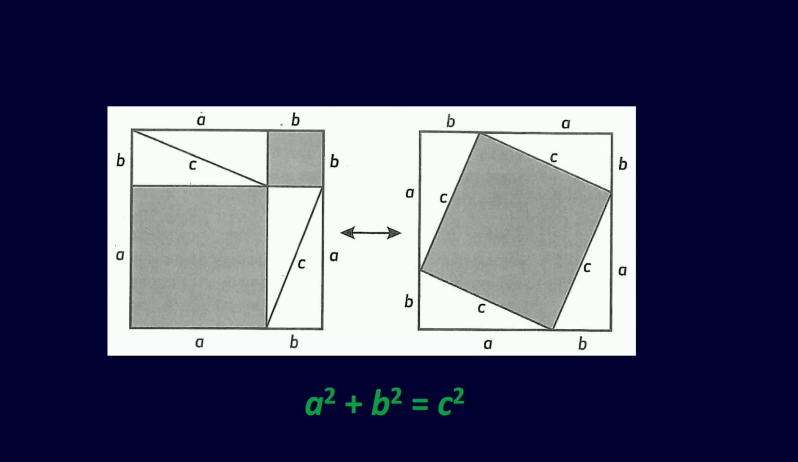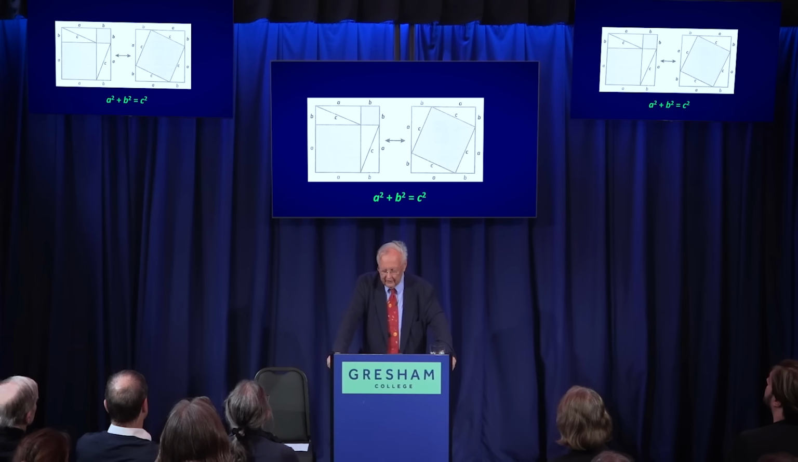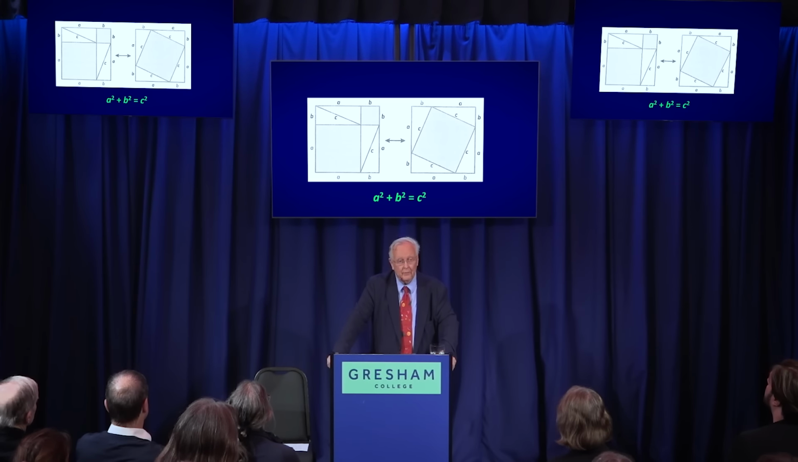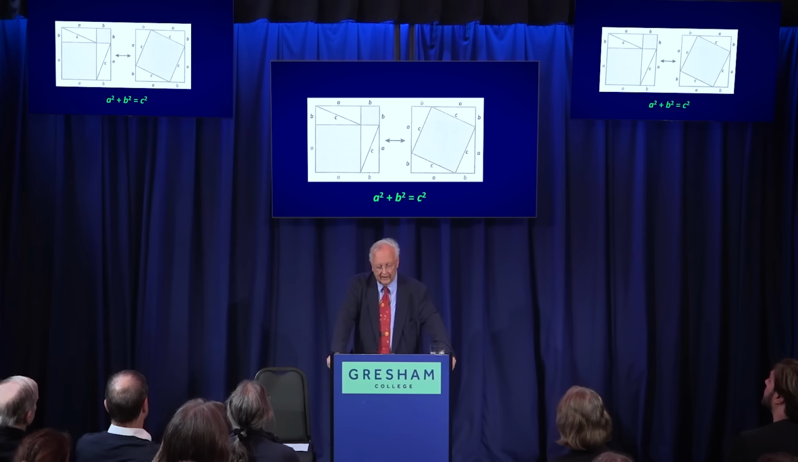Several civilizations have used dissection arguments to obtain the result. So here are 2 dissections of a square with side a plus b. Each dissection includes 4 right-angled triangles with sides a, b, c. And removing these triangles leaves squares with areas a squared and b squared on the left, and a square with area c squared on the right. So equating these areas then gives a squared plus b squared equals c squared.